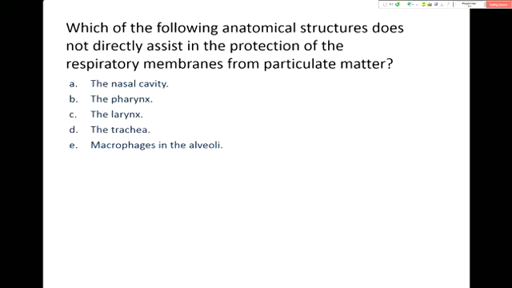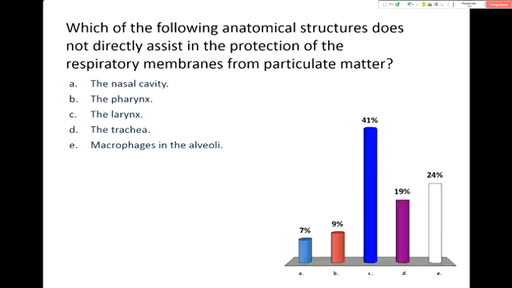Protection, really important. So this question says, which of the following 5 structures is not directly involved in the protection of the respiratory membranes, the alveoli? Let's see what you thought the answers would be. Why isn't this working? Because I pressed delete.